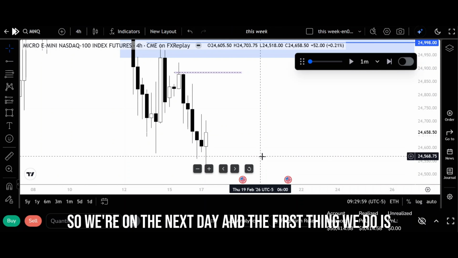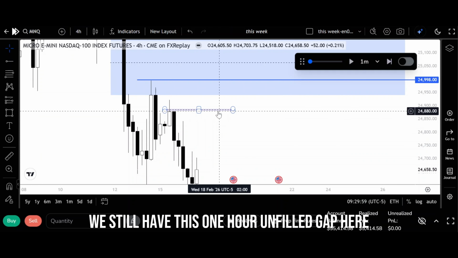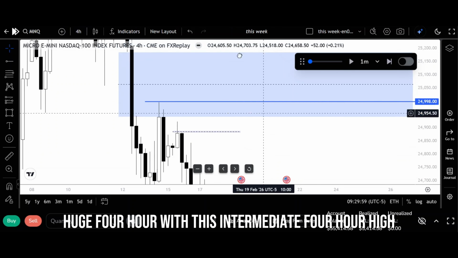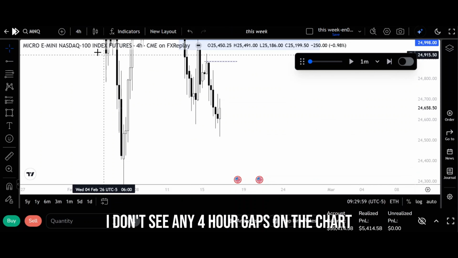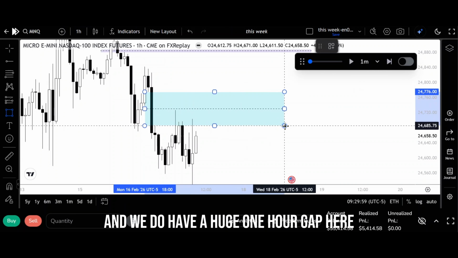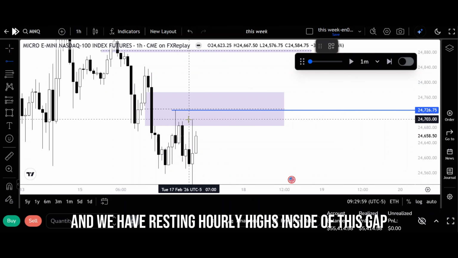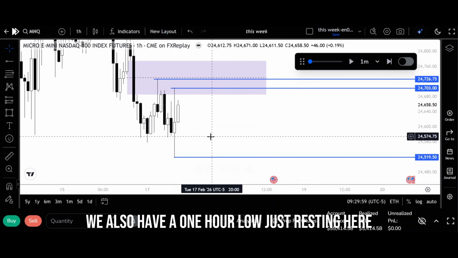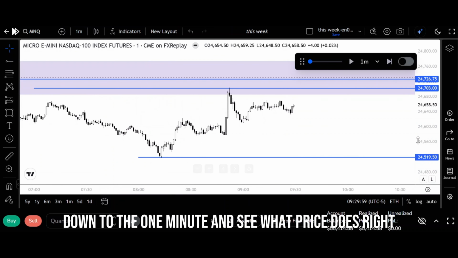So on the next day, the first thing we do is we scope out the 4-hour. We still have this 1-hour unfilled gap here. We have this huge 4-hour with this intermediate 4-hour high. We still have this low all the way down here. I don't see any 4-hour gaps on the chart, so I'll go down to the 1-hour. And we do have a huge 1-hour gap here, and we have resting hourly highs inside of this gap. We also have a 1-hour low just resting here. So price could really do anything right now. We'll go straight down to the 1-minute and see what price does.